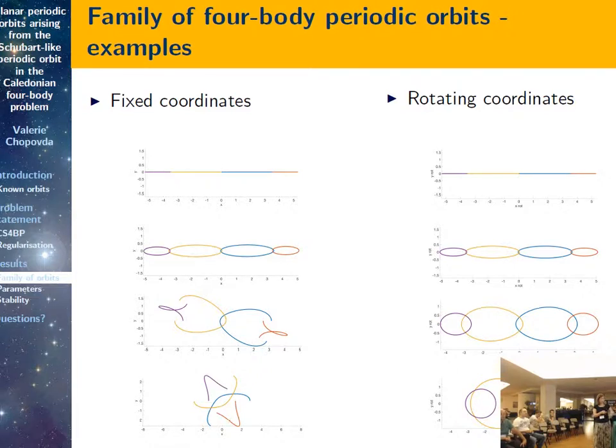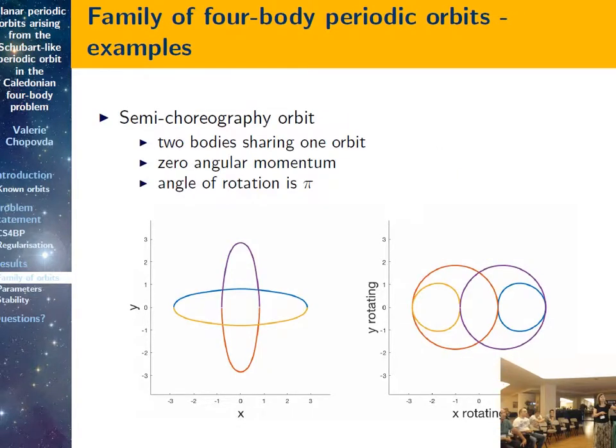And all these orbits that you see, they all result in what we call a semi-choreography orbit, which is a nice orbit. So we have 2 outer bodies that are on one orbit, and 2 inner bodies that are on another orbit. And I'm pretty sure I came across this orbit in the literature, and it was referred to as a hip-hop orbit. What's also peculiar about that is that it has 0 angular momentum, and the angle of rotation of that is pi.